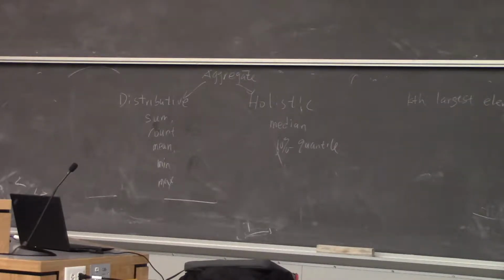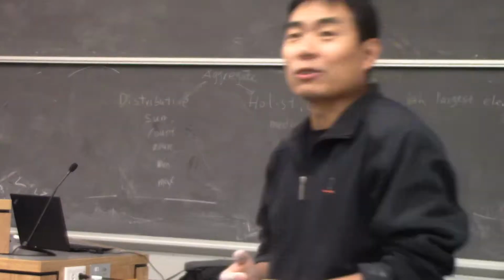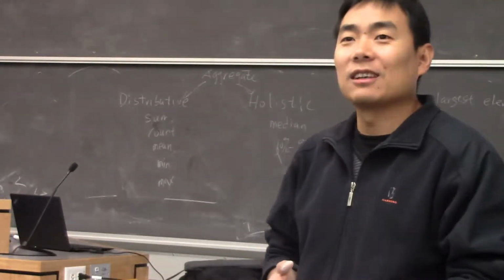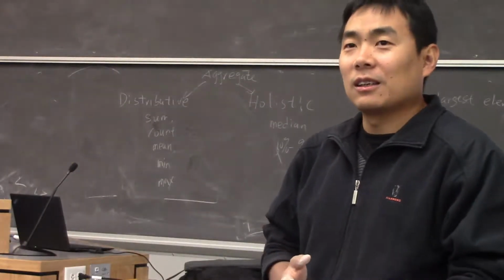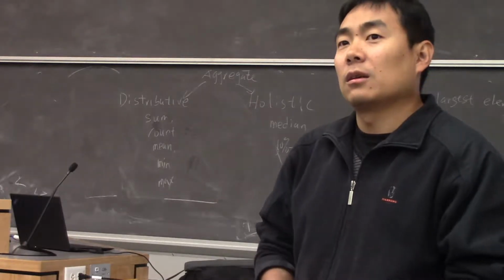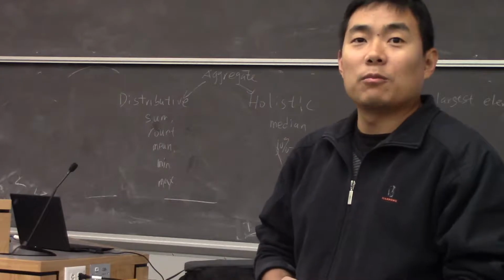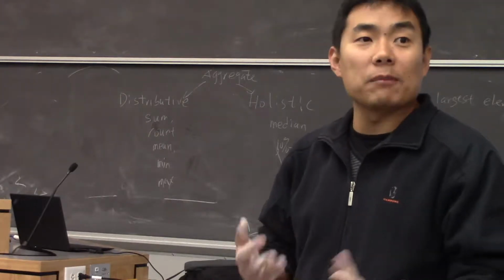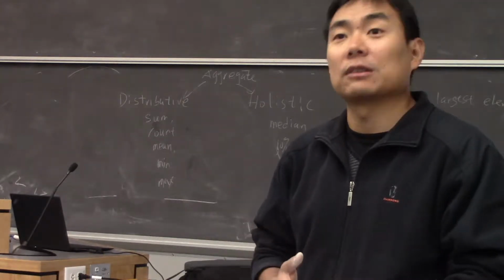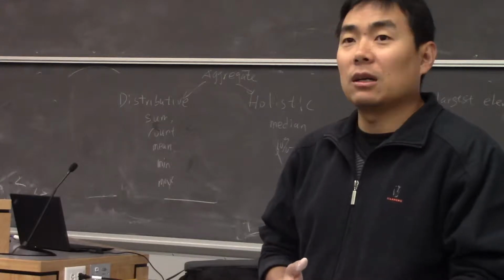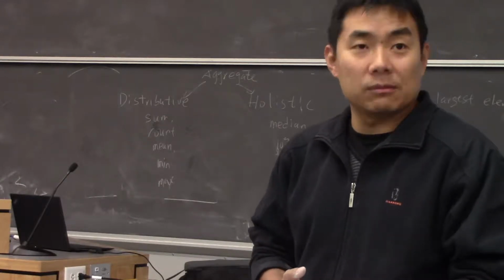A distributive aggregation can be distributed to many nodes. Well, we're talking about a single node, not a cluster. But it can be done in a distributed way. More precisely, distributive aggregates can be computed using a divide and conquer strategy. Whereas holistic aggregates, you cannot.